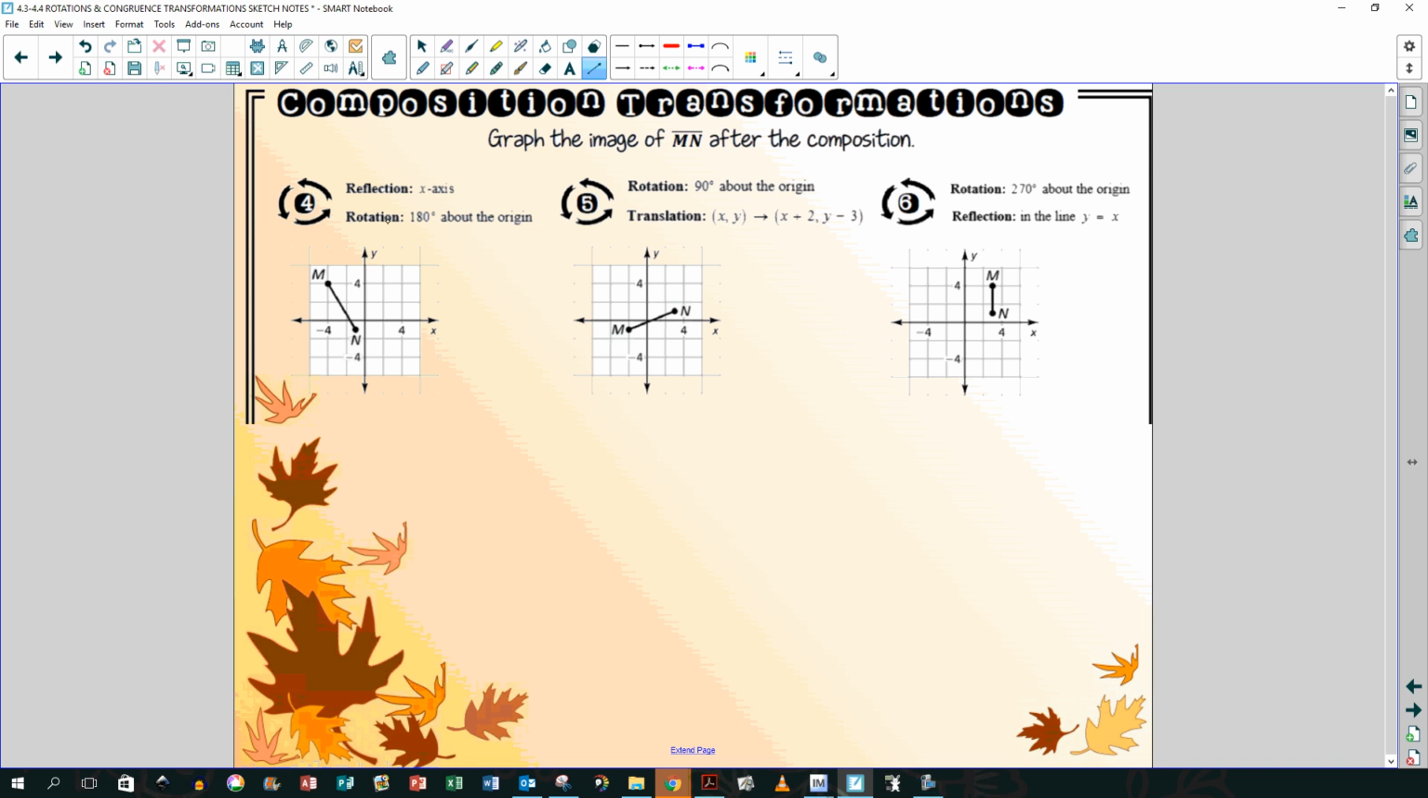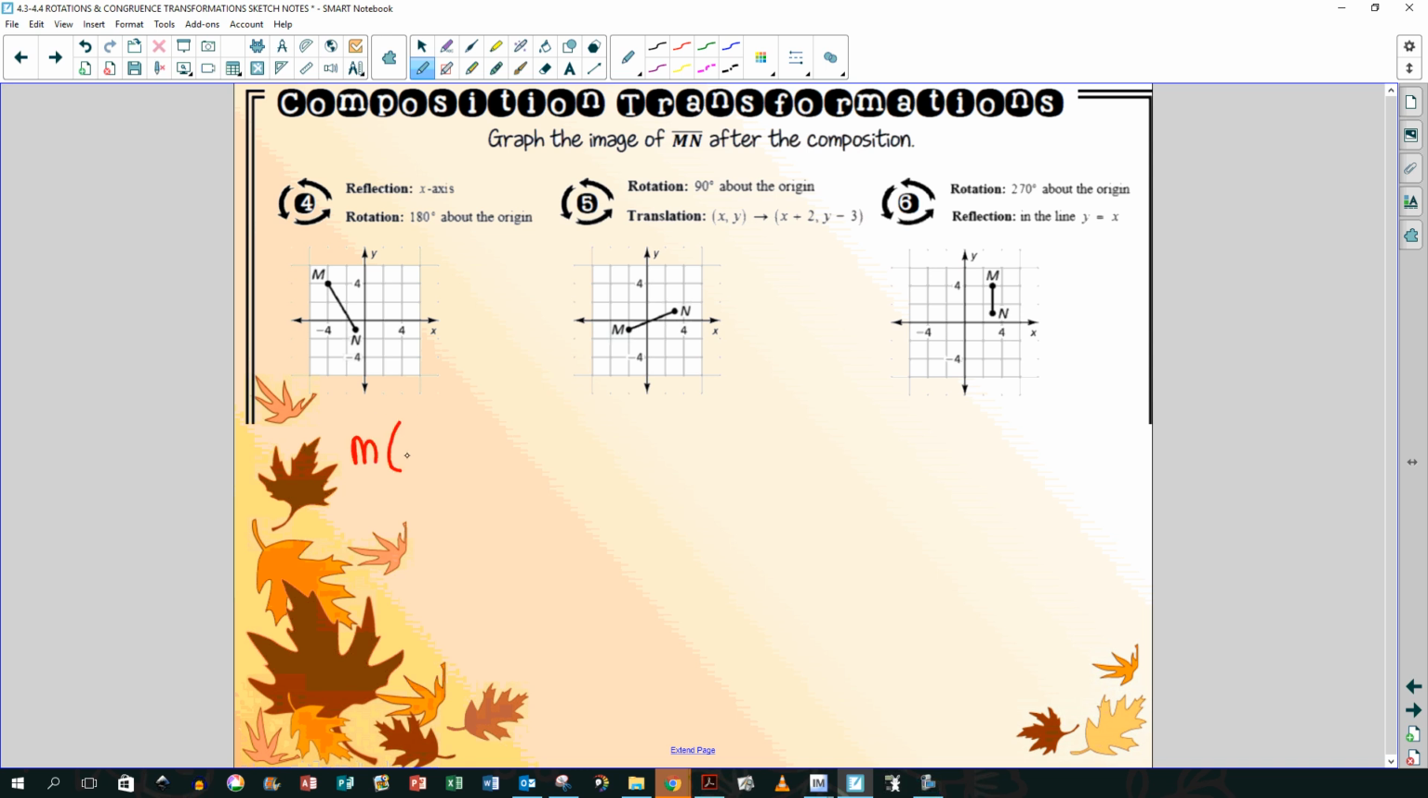So first thing you have to do is you're going to have to reflect first. And we're reflecting over the x-axis. So what you have to do is you have to find all your pre-image. So we're doing these simple with just 2 points instead of a whole figure. So we're just going to do a line segment. So what we need is M and N, and then we need the reflection, which is M prime, and then the rotation, which is M double prime.